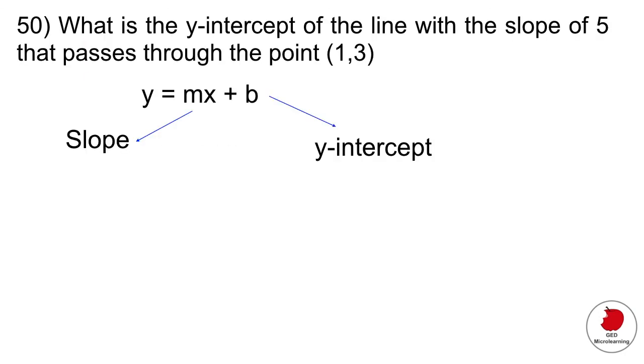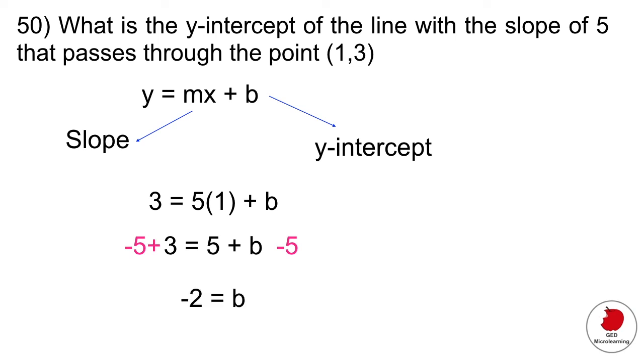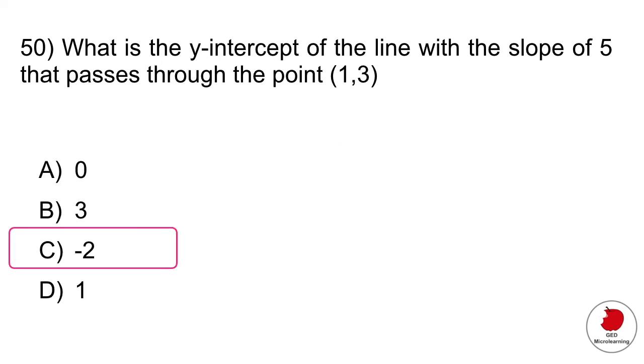So if we go back to the question, they're asking us about the y-intercept of the line. They're giving us the slope, which is 5, that would be the value of m, and we're also getting an ordered pair. So all you have to do is include those numbers in the equation. The y is equal to 3, the slope we said is equal to 5, and the x is equal to 1. Then what you want to do is solve for b. You would subtract 5 from the right side and 5 from the left side. That gives you minus 2 is equal to b, which is answer C.